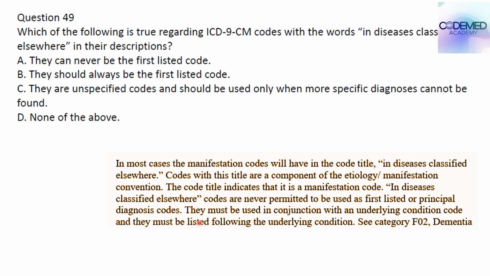The code title indicates that it is a manifestation code. "In diseases classified elsewhere" codes are never permitted to be used as a first listed or principal diagnosis code. They must be used in conjunction with the underlying condition code, and they must be listed following the underlying condition. So they can never be the first listed code. The other options are unspecified or none of the above. After reading this definition, you can very well say that A is the correct answer, because they can never be the first listed code, because they are manifestation codes.